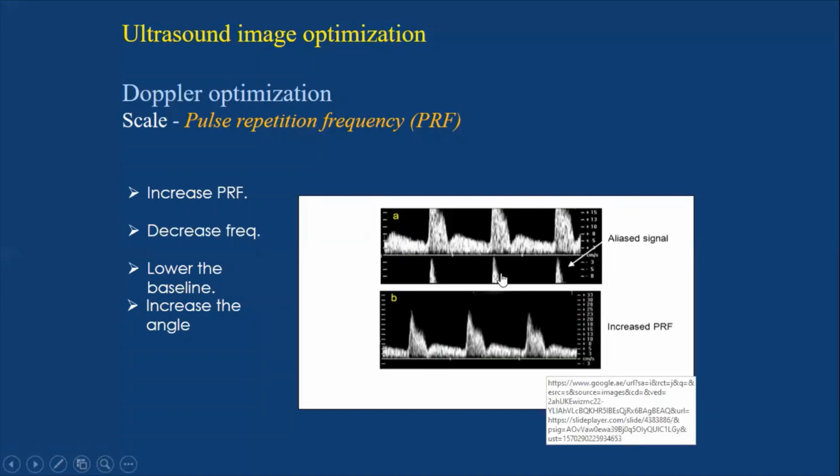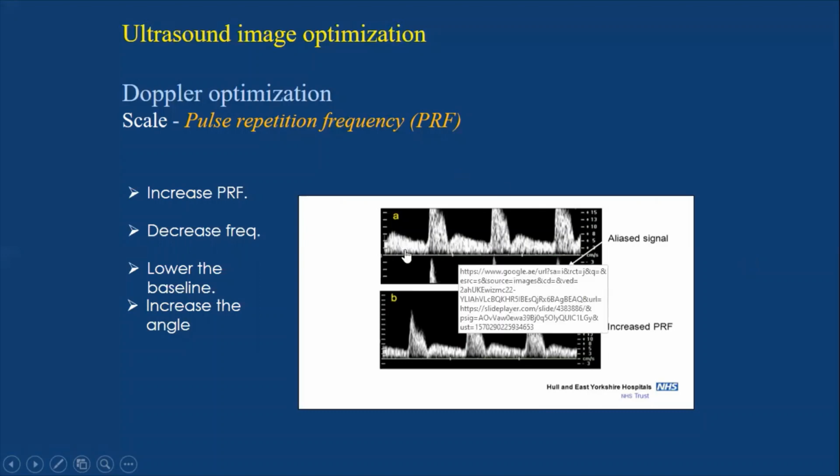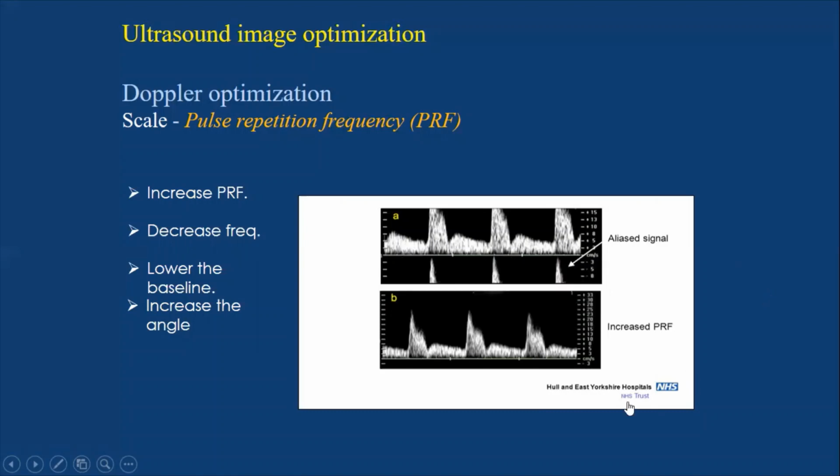Again, you have a very high frequency here. You have an aliasing signal happening here. It appears as a wrapping around. We can see the baseline. It's here. If you want to get rid of aliasing, we have many things to do.